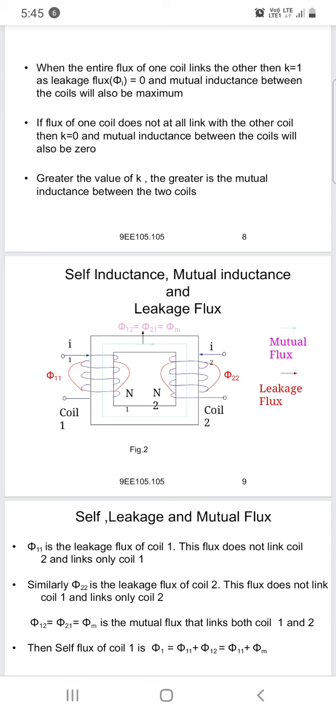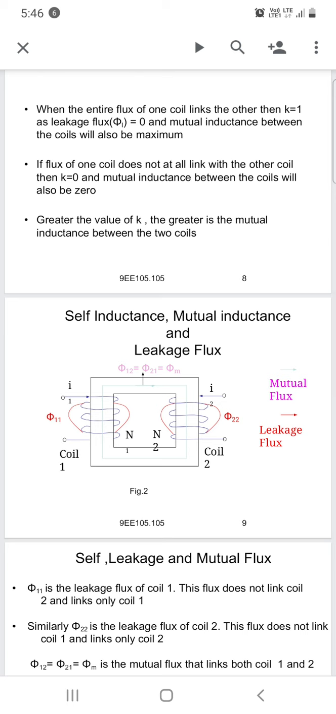Thus, the greater the mutual inductance between the two coils, the higher the K value, and the mutual inductance between the two coils will be maximum. Next, if the value of K is lesser, then the value of mutual inductance between the two coils is also smaller.